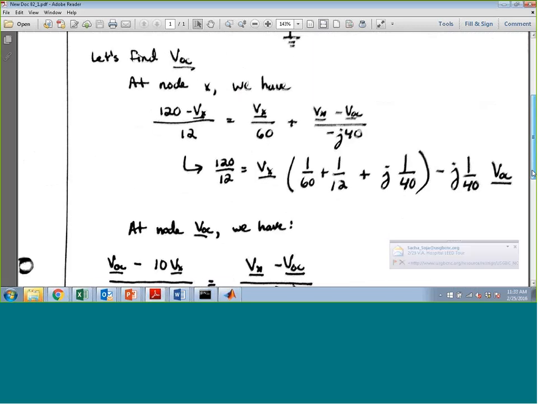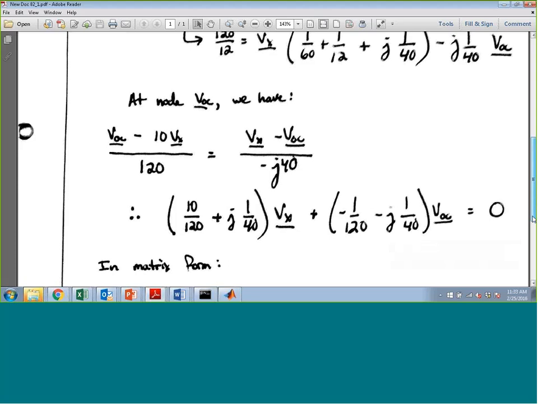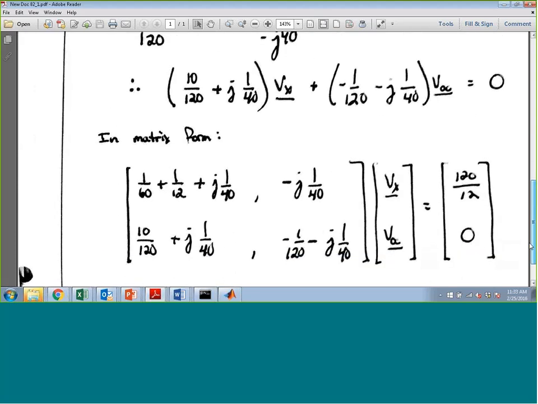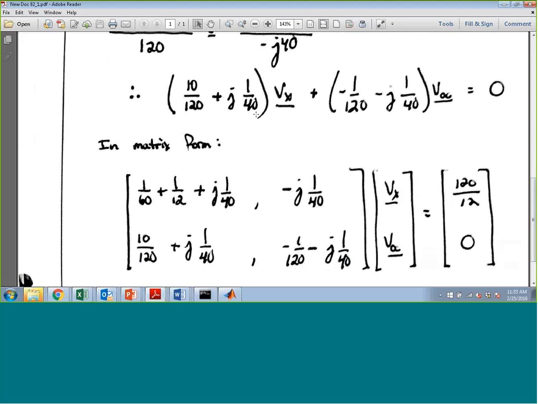And I'll send this to you guys. Then I have another KCL for the open circuit voltage node here. They've got two unknowns, the phasor Vx and the phasor VOC. I put those in matrix form, and this is matrix form. Let me explain what I've done here. Let's look at this equation right here. Basically, I've got this complex coefficient multiplying Vx, and this complex coefficient multiplying VOC.